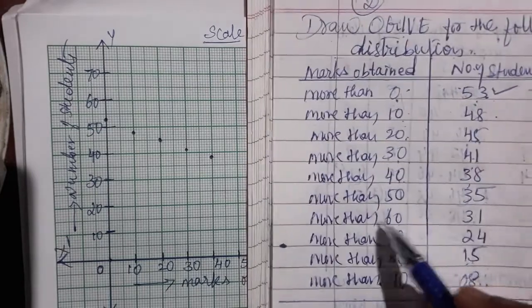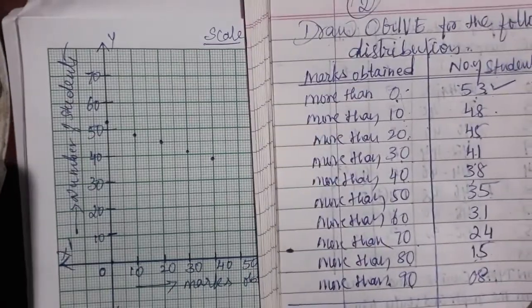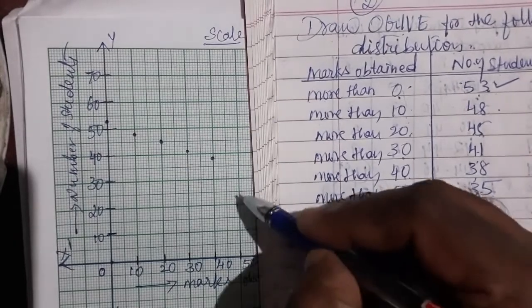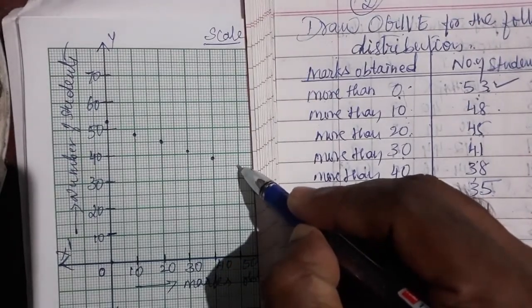Now for 50, it is 35. 50 is here. 30 is here. This is 35.